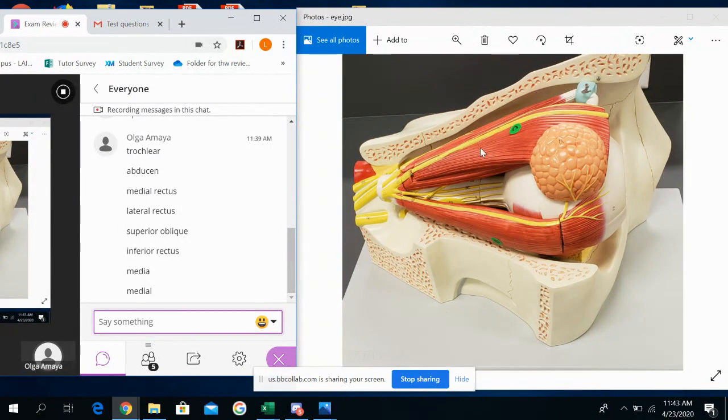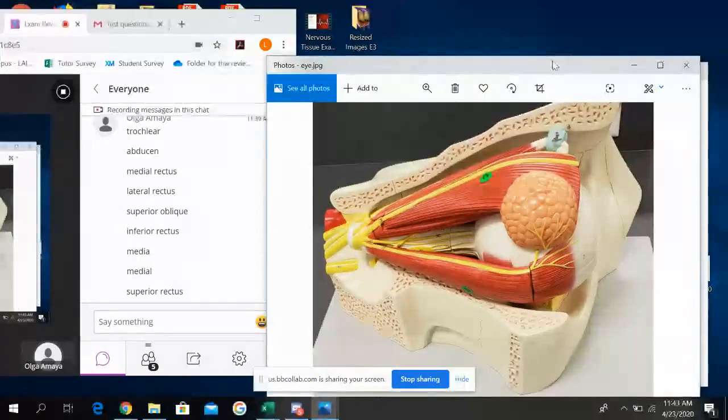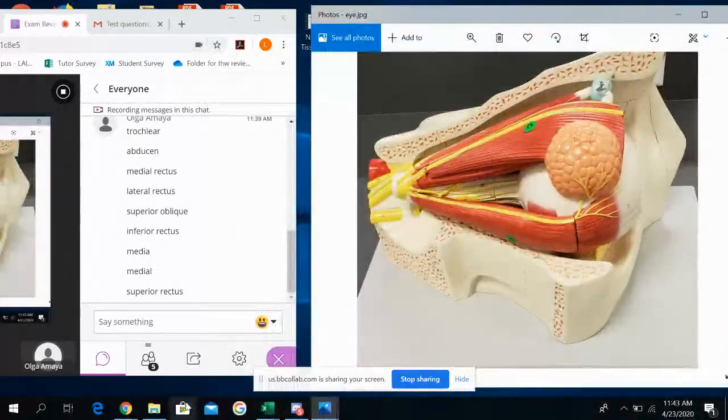So yeah, what's C again? Superior rectus, awesome. Okay, just checking to make sure you guys are paying attention.